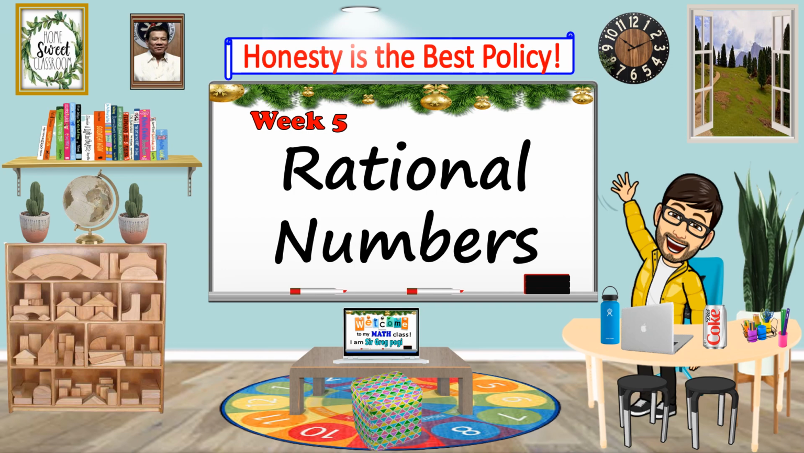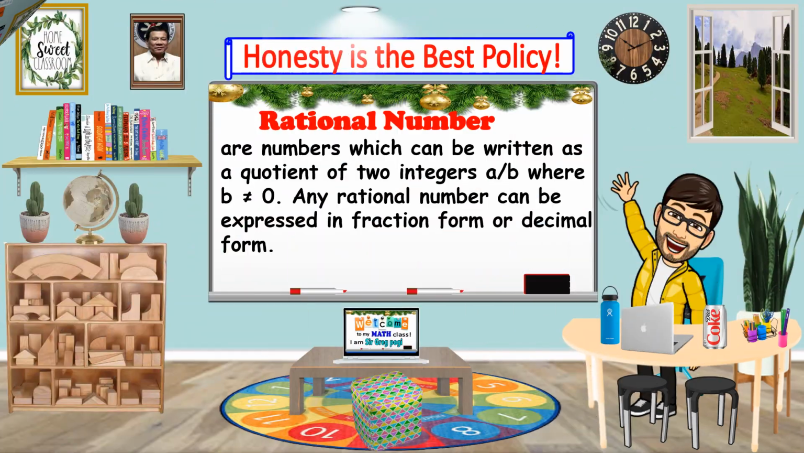Okay, so now we have rational numbers. When we say rational numbers, what comes into your mind? Rational numbers are numbers which can be written as a quotient of two integers, a over b, where b is not equal to 0. Any rational number can be expressed in fraction form or in decimal form.